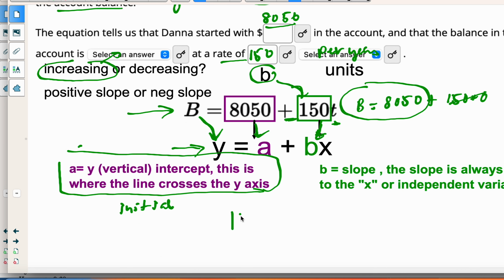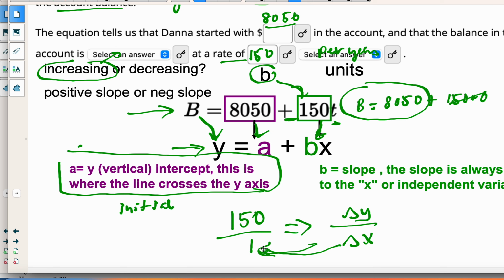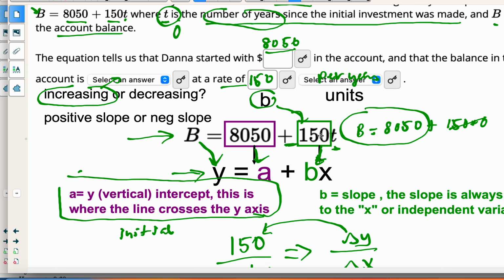I can write the slope like this, 150 over 1. If I translate this, this is change in Y over change in X. Every year that goes by, X changes by 1 year, Y is changing by $150. That's my slope.